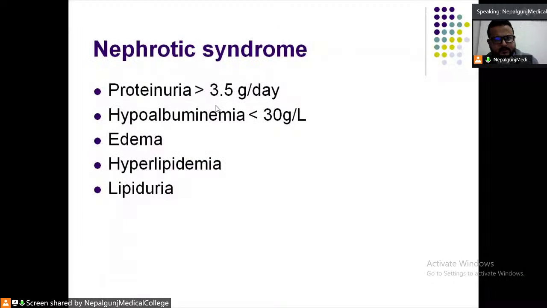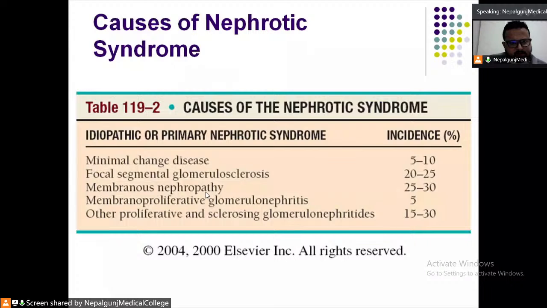So what is nephrotic syndrome? It is proteinuria, the level is more than 3.5 gram in a day. Also, in nephrotic syndrome, there is hypoalbuminemia. The albumin level is low, less than 3 gram per dl or less than 30 gram per liter. So generalized edema will be there. Hyperlipidemia is there, and lipiduria is there. So this is the nephrotic syndrome.